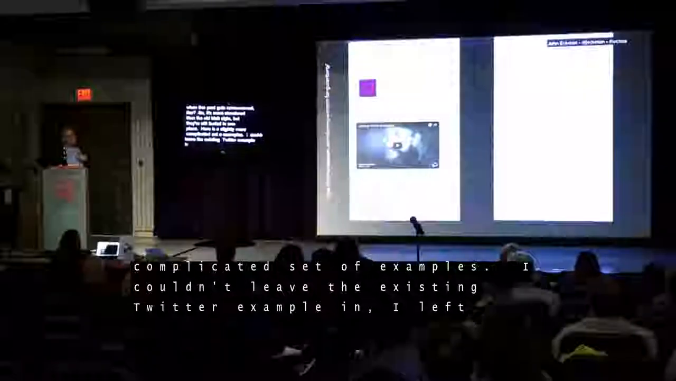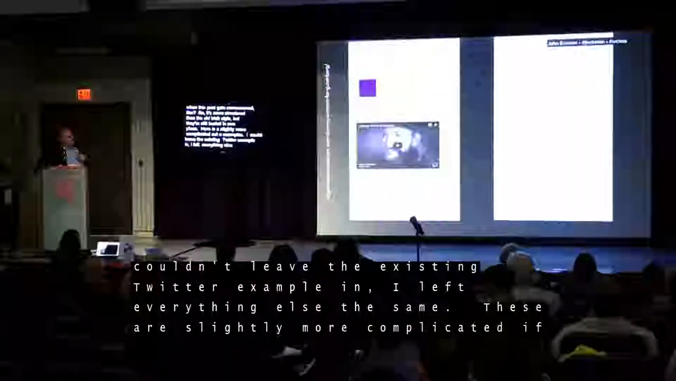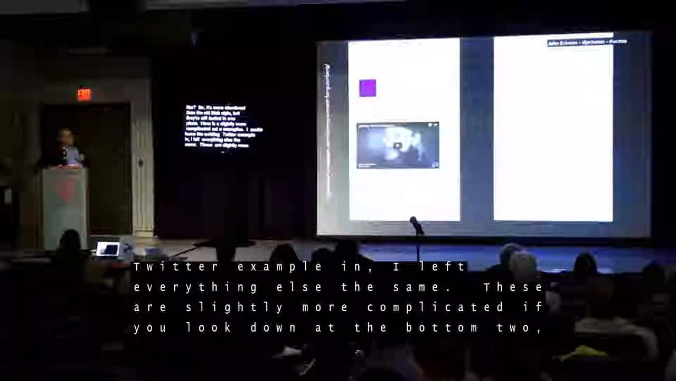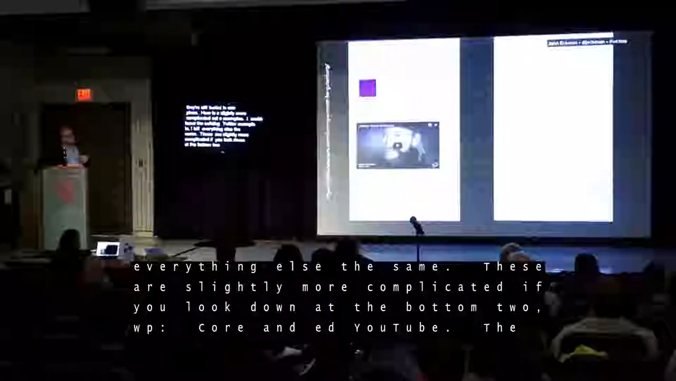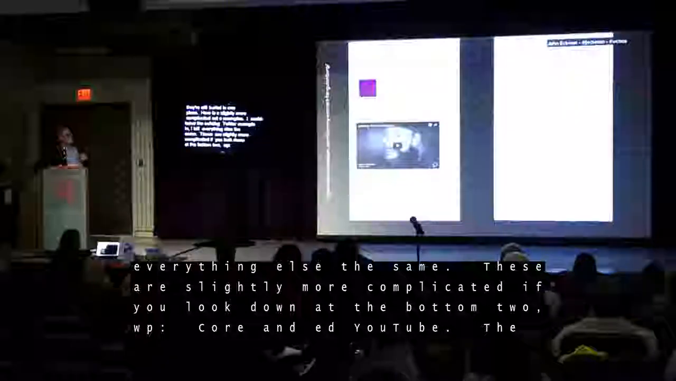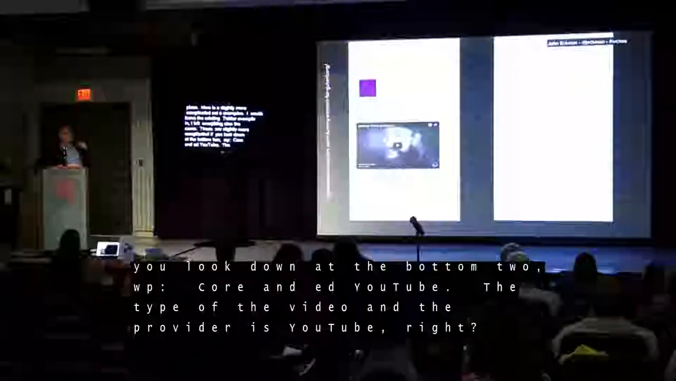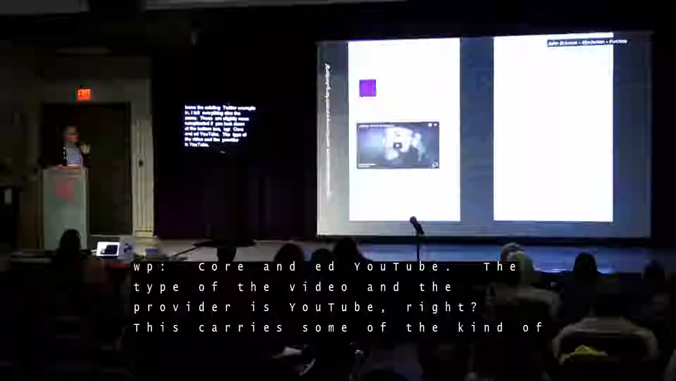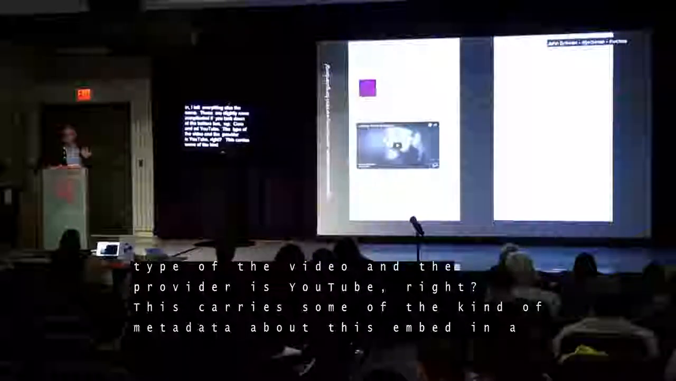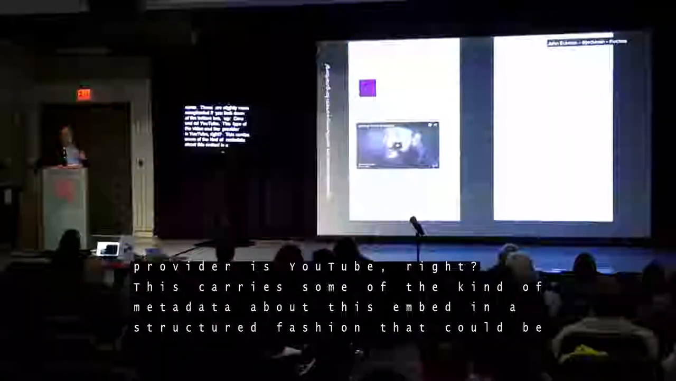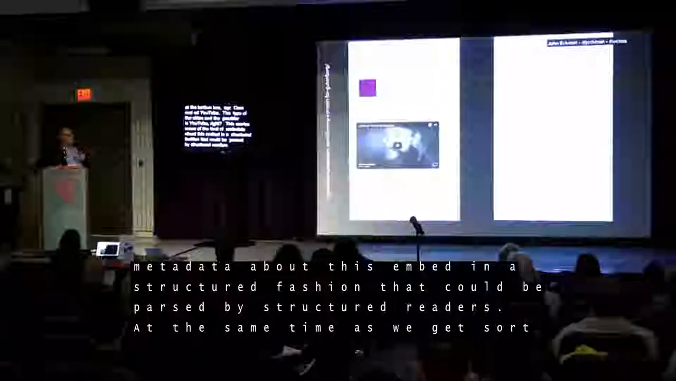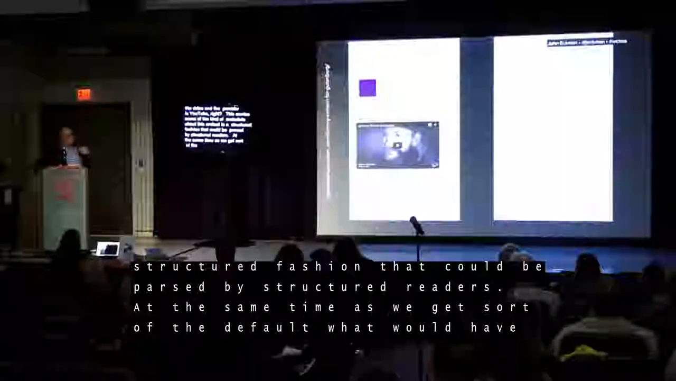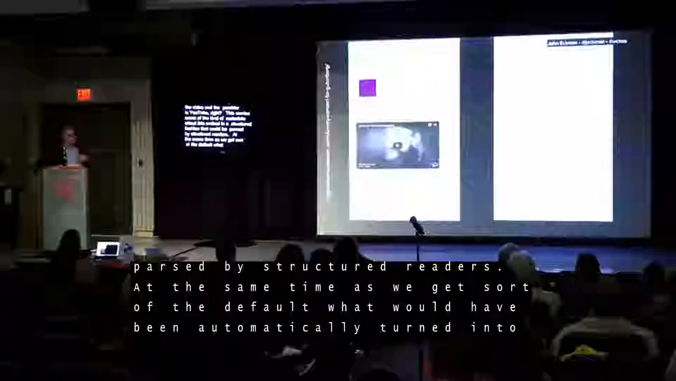These examples get slightly more complicated. If you look down at the bottom two, for example, WP Core Embed YouTube, there's a structured representation of the URL, the type is video, and the provider is YouTube, right? This carries some of the metadata about this embed in a structured fashion that could be parsed by structured readers, at the same time as we get what would have been automatically turned into an OEmbed, the URL.